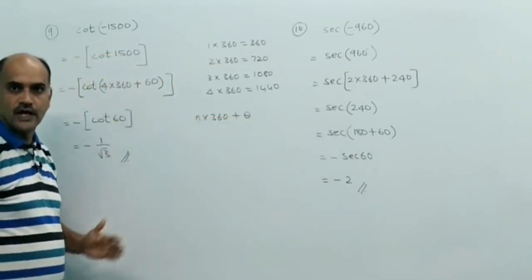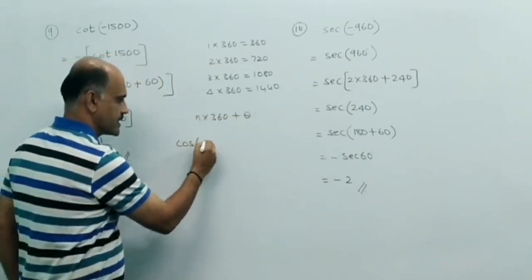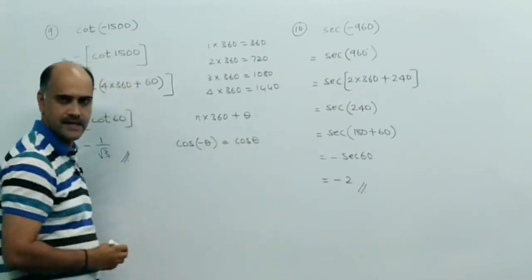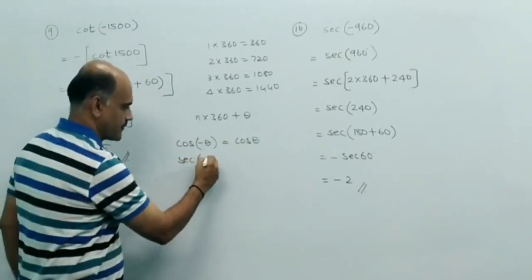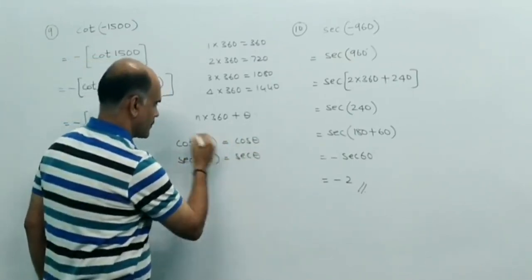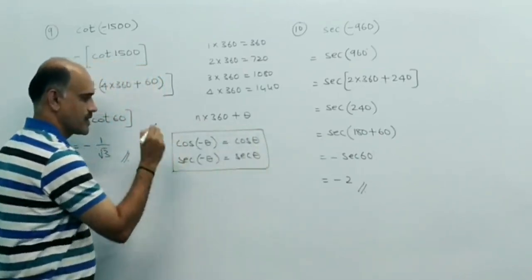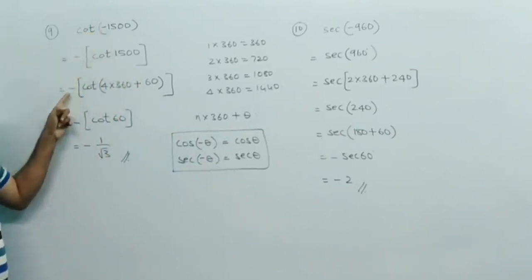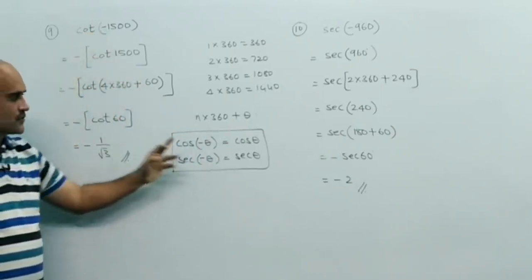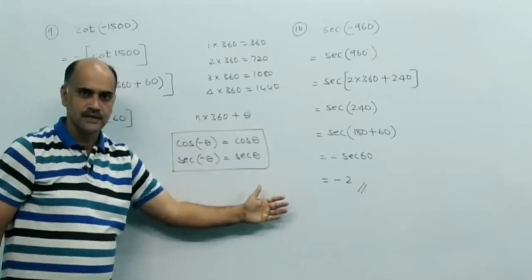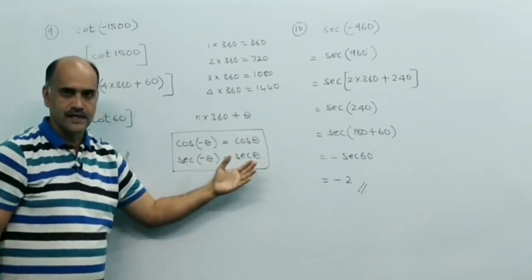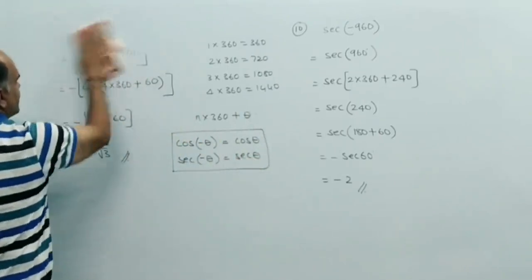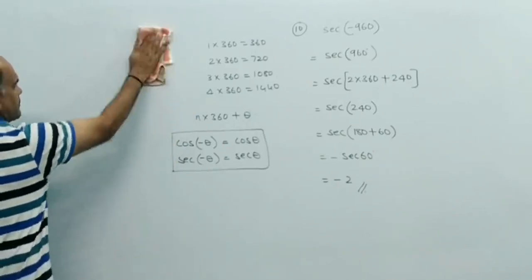And today what I have told is, if cos has a minus inside, this minus will go, and it will become cos theta. Similarly for secant theta. And for all other trigonometric functions, the minus sign remains. Here, this minus will come out and remain. So for these two, the minus sign will not be there. We leave those minus signs. Clear students?